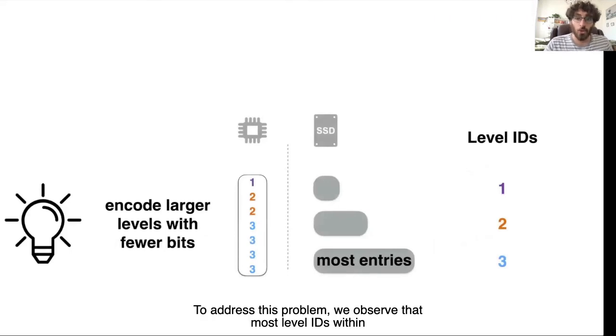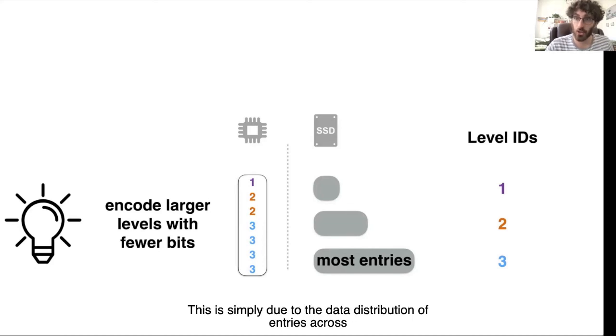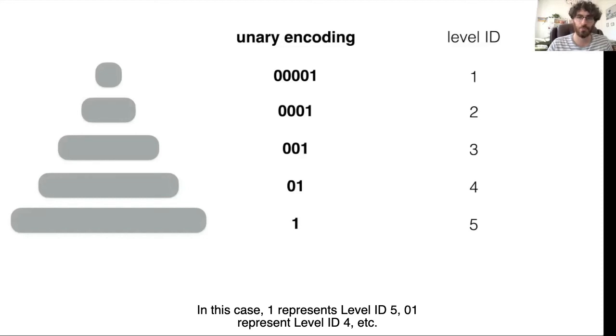To address this problem, we observe that most level IDs within the hash table correspond to the largest level of the LSM tree, while exponentially fewer level IDs within the hash table correspond to smaller levels. This is simply due to the data distribution of entries across the different levels of the LSM tree. And our insight is that this skewed distribution makes the level IDs extremely compressible, specifically by encoding level IDs of larger levels with fewer bits. For example, suppose we use a unary encoding to represent the level IDs. In this case, 1 represents level ID 5, 01 represents level ID 4, etc.